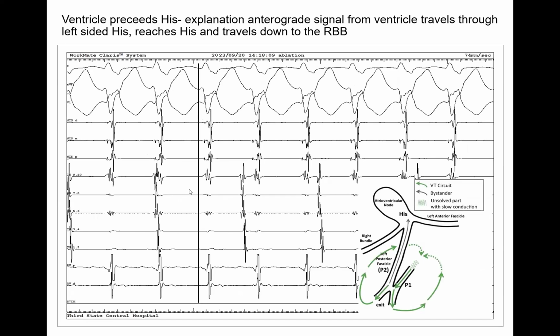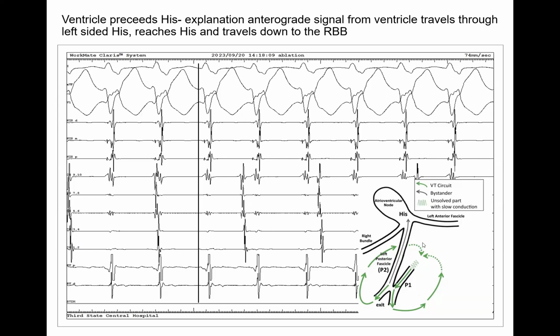We can see here his catheter and the right ventricular catheters, and this is the actual catheters. The His is buried in the ventricular potential. Here is the His and the ventricular potential. The ventricle starts from here, so it's much earlier compared to the His and the other ventricular EGMs.